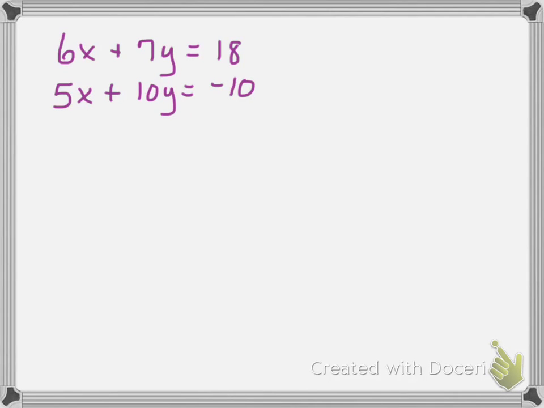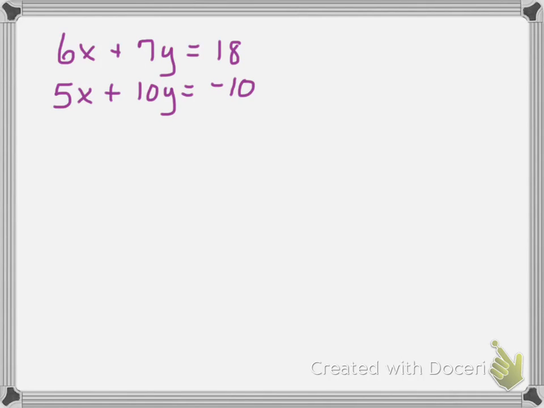So we have 6x plus 7y equals 18, 5x plus 10y equals negative 10. And your mom mentioned you had the idea of adding the two equations together. This addition-subtraction method is great. It's also called the elimination method.